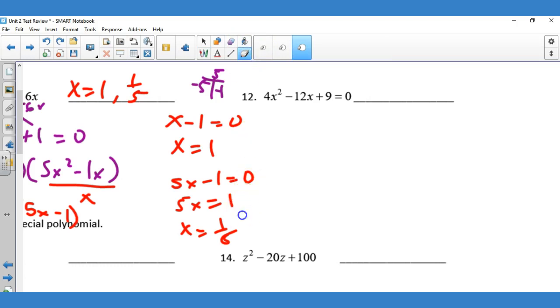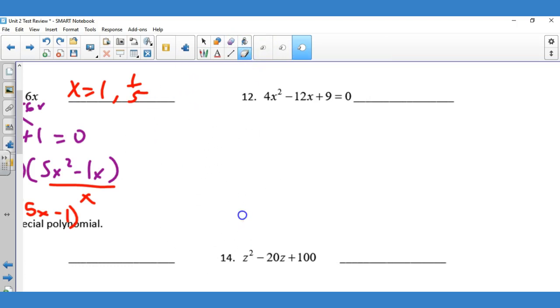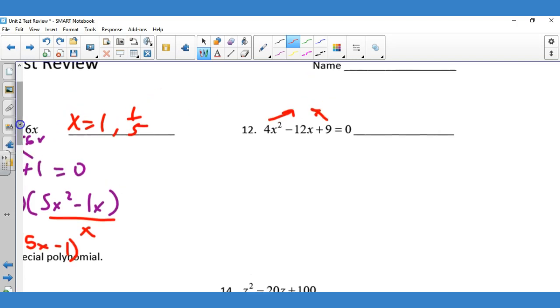And lastly for this video, 12. There's not a GCF, so we look at the leading coefficient, which is 4. Since it's not 1, I'm going to multiply these two. 4 and 9, if I multiply them, I'll get 36. So what factors of 36 will give me negative 12? Well, let's see. Negative 6 and negative 6. Negative 6 plus negative 6 is negative 12.